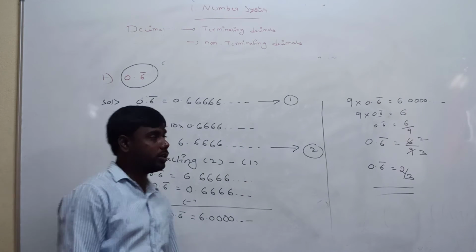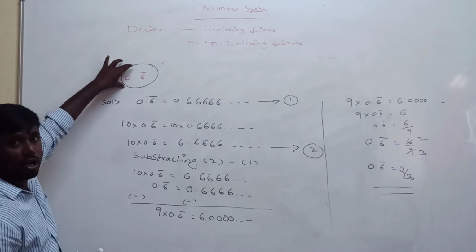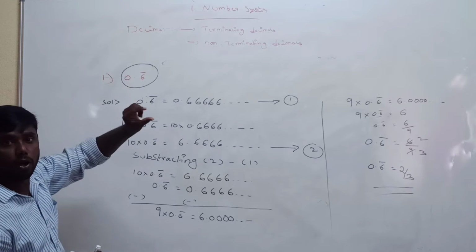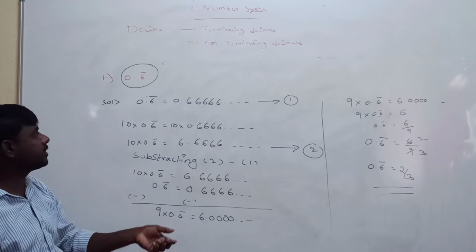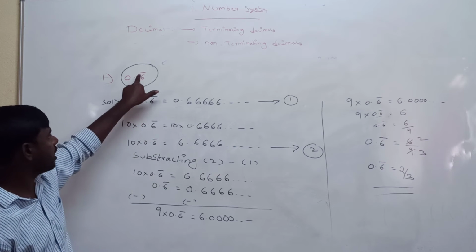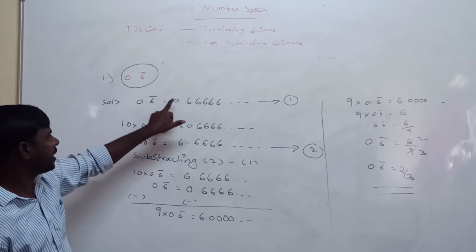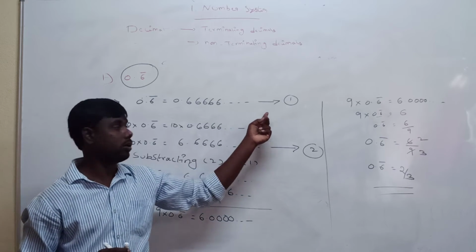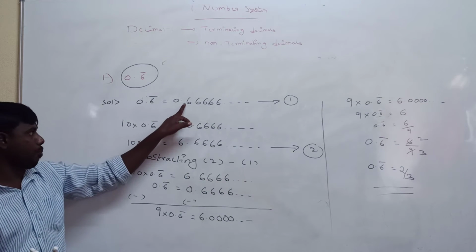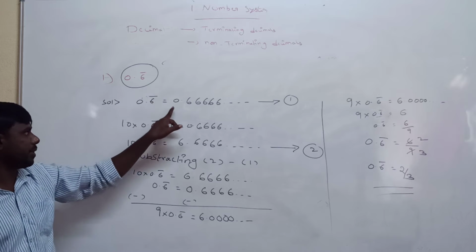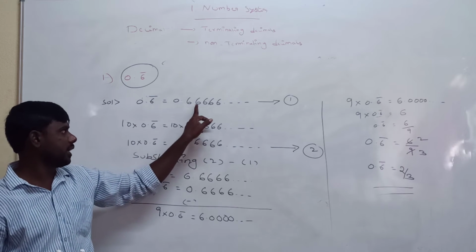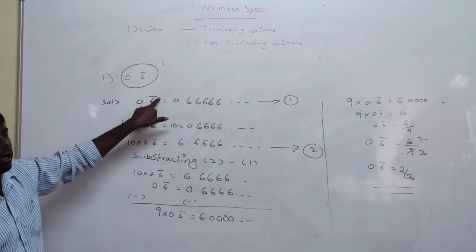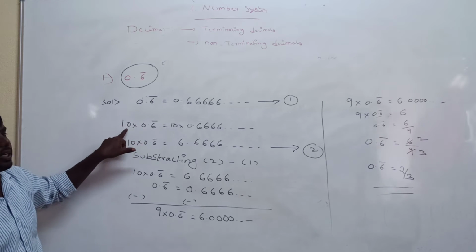Say, everyone understood? 0.6 bar is a non-terminating decimal. A non-terminating decimal means a decimal with an infinite number of places. 0.6 bar can be written as 6 repeated many times, 6 6 6 6 and so on. One number lies on the line, that's why we multiply with 10.